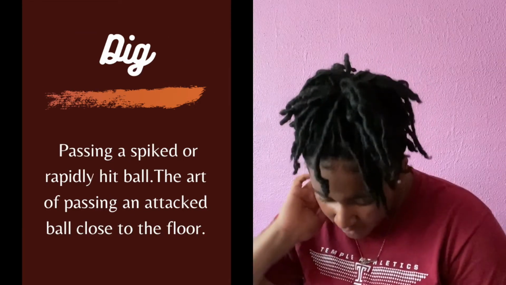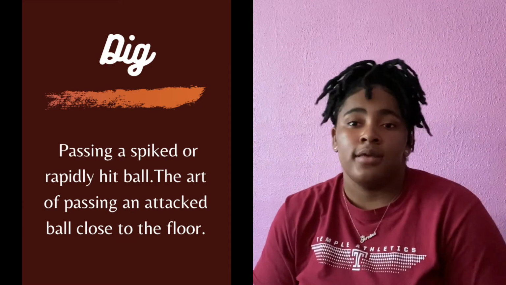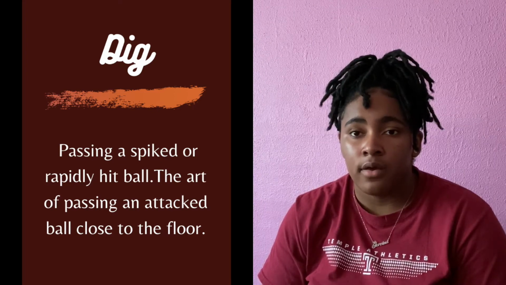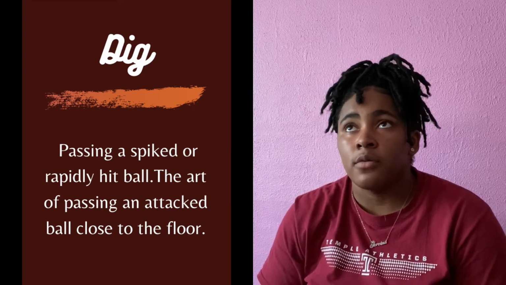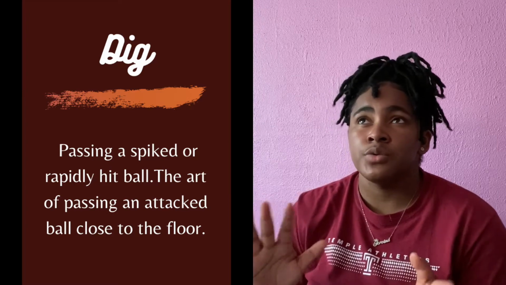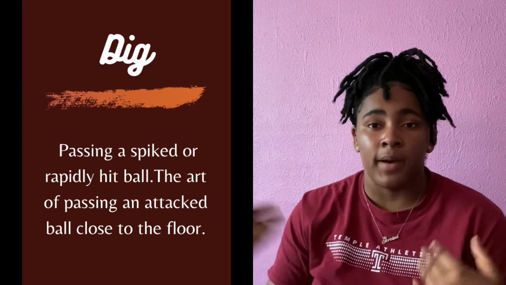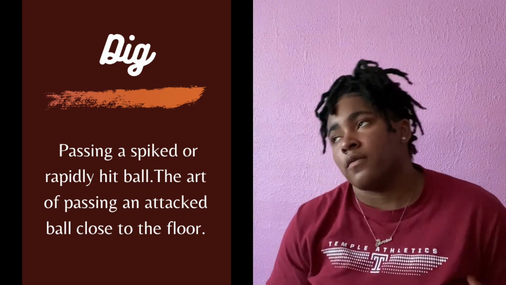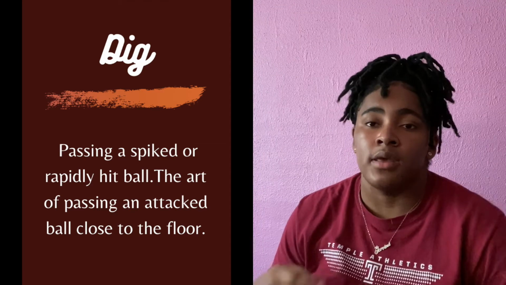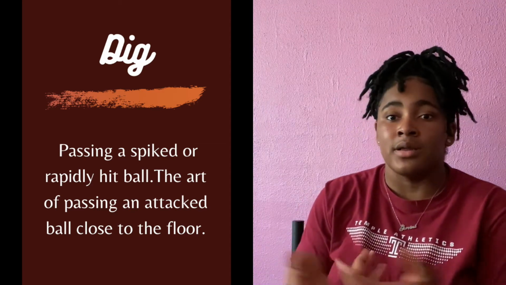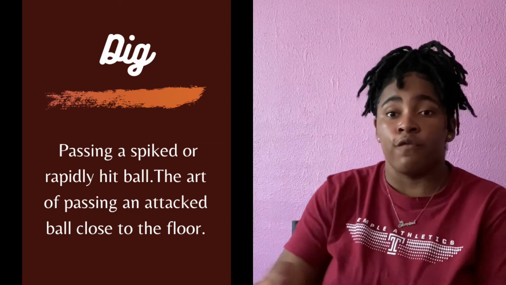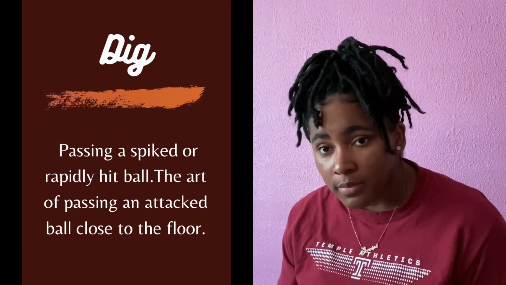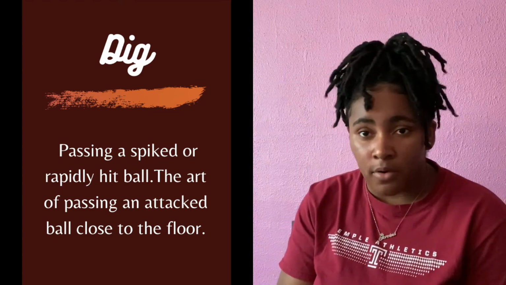Okay, so next is a dig. A dig is when you fall to the ground to save, to pass a ball. And you usually dig when it's a spike that comes over. So say that the other side spikes real fast, and then you're not able to get it while you're down and ready. You have to fall to your knees or do a pancake or something like that to come save the ball.